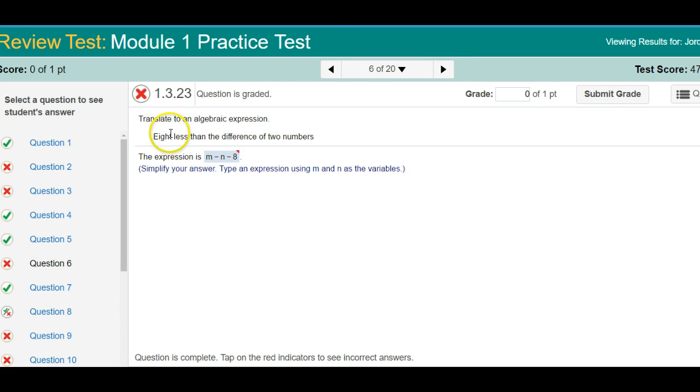Now in reading this, it says 8 less than the difference of 2 numbers. Now they want you to use m and n as your 2 numbers, so the difference between them would be m minus n, and then it's less 8. So less 8, and there's that answer.